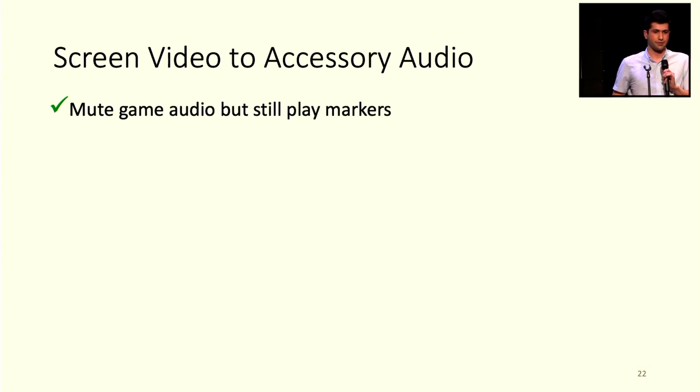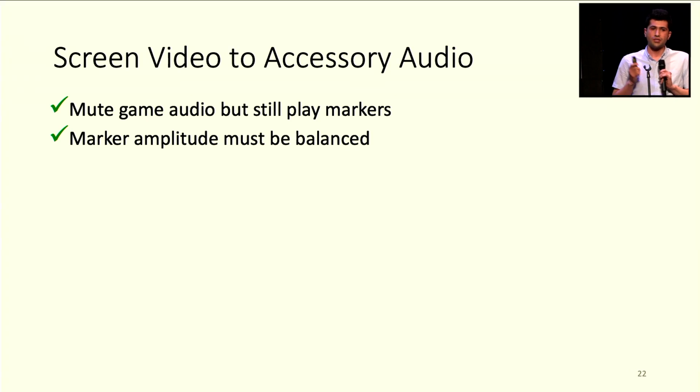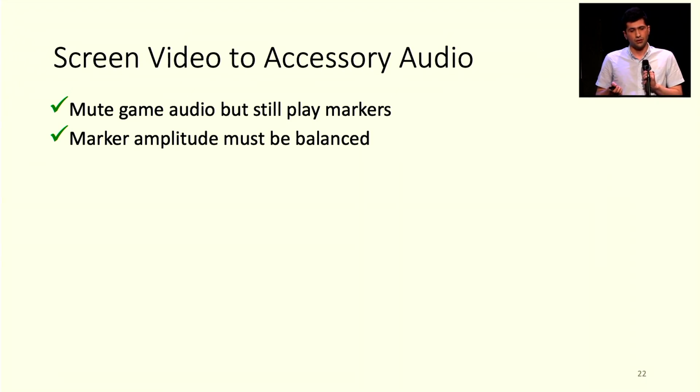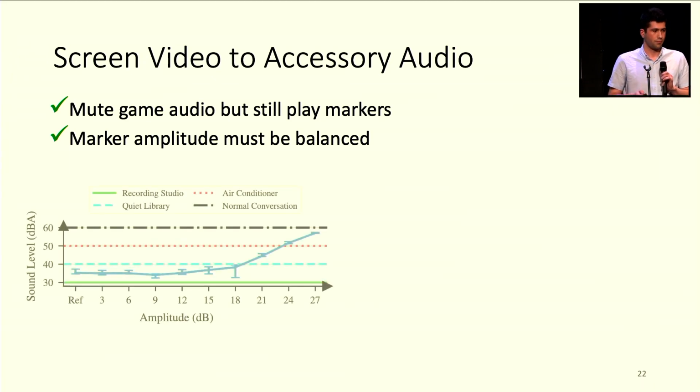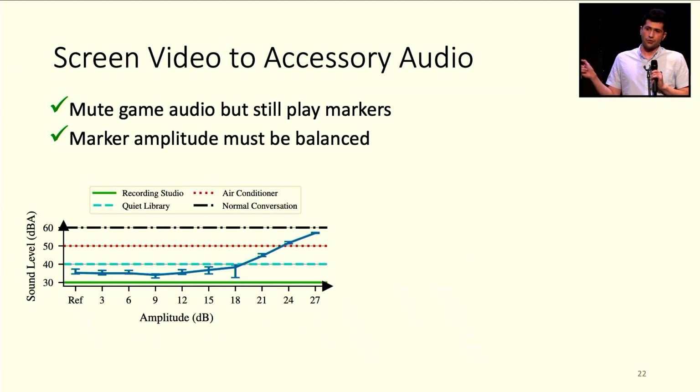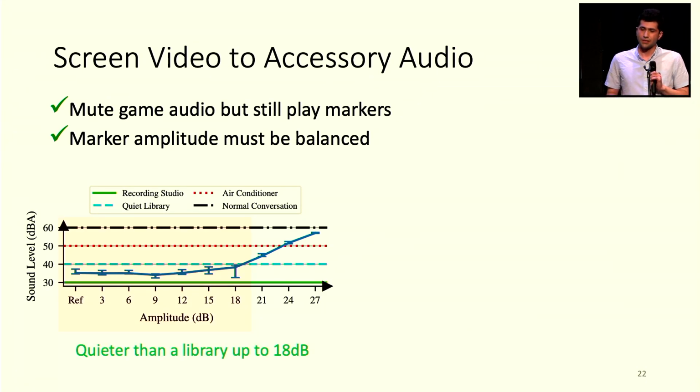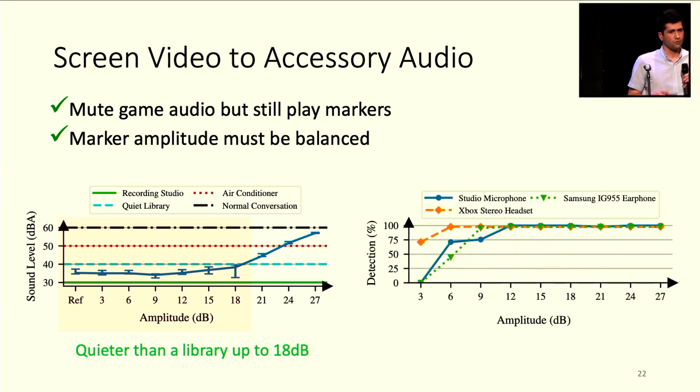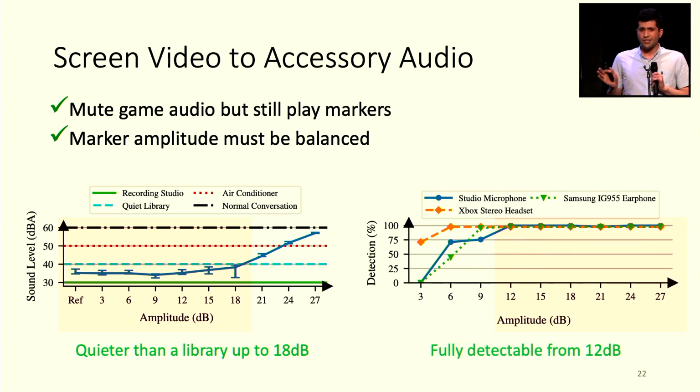Finally, let's circle back to that scenario that we talked about. What if we want to mute the game audio from the screen side? Well, in this case, we can still let the marker play, but we're going to mute the game audio at a software level. We have to be careful about the marker amplitude here. I'm showing you the screen audio volume as a measure of that marker amplitude. And you can see that up to 18 decibels, it's quieter than what you expect from a quiet library. From a detection standpoint, Ekho can detect 100% of the markers for any amplitude 12 decibels and above. So any amplitude 12 decibels to 18 decibels should be fine.